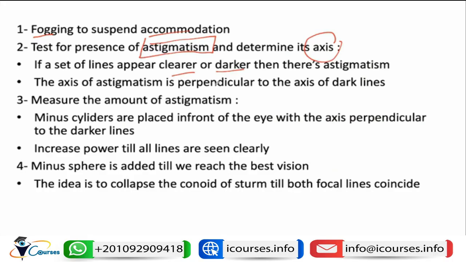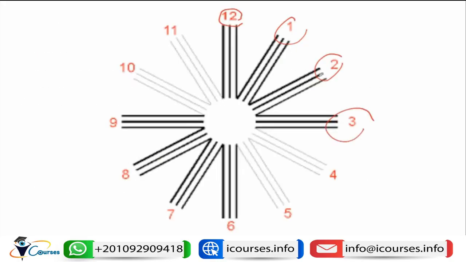The axis of astigmatism is perpendicular to the axis of the dark lines. So if you see, for example, that the 2 is the darkest one, the axis of astigmatism will be at 10 and 4 o'clock, or 11 and 5 o'clock. So the axis of the cylindrical lens that we will use to correct the astigmatism will be perpendicular to the axis of the dark line that the patient can see clearly, because as we all know, the cylindrical lens will correct the perpendicular meridian.